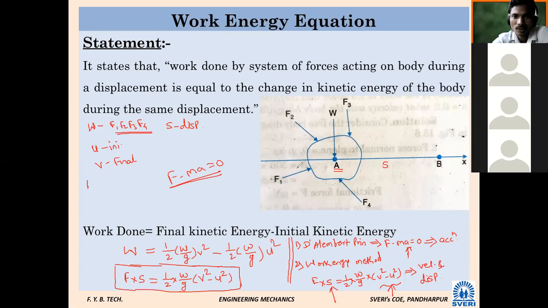Have you understood what the work energy equation is? Work done is equal to change in kinetic energy. It is as simple as this. Work done by whom? The system of forces. Change in kinetic energy: final kinetic energy minus initial kinetic energy. While calculating final kinetic energy, we use final velocity. While calculating initial kinetic energy, we use initial velocity. Have you noted this? Most important, this is the core part of this chapter.